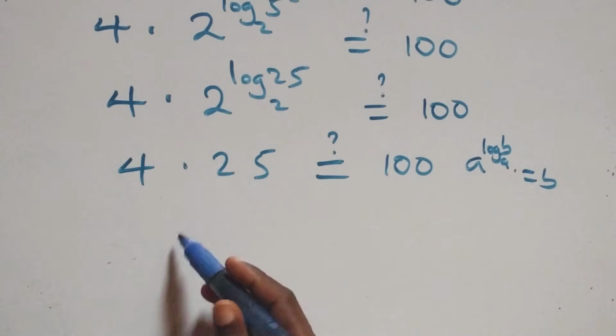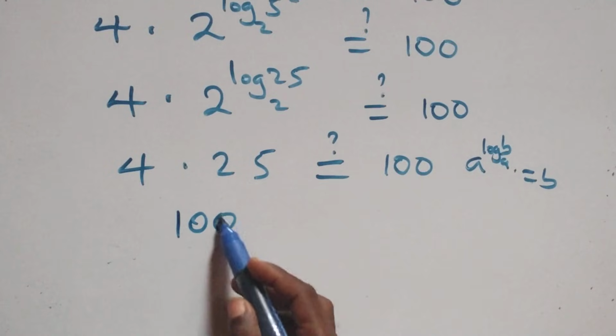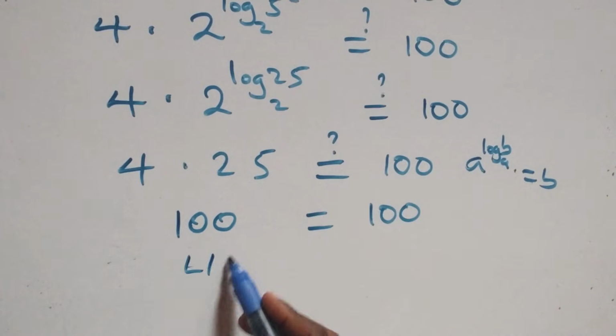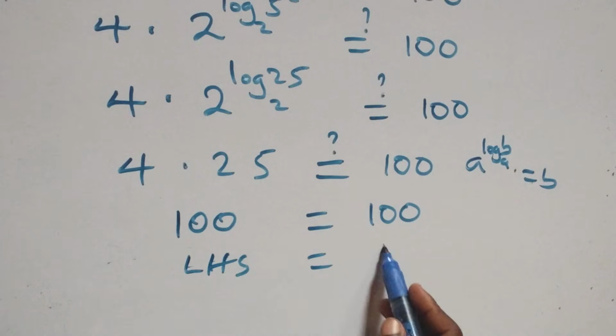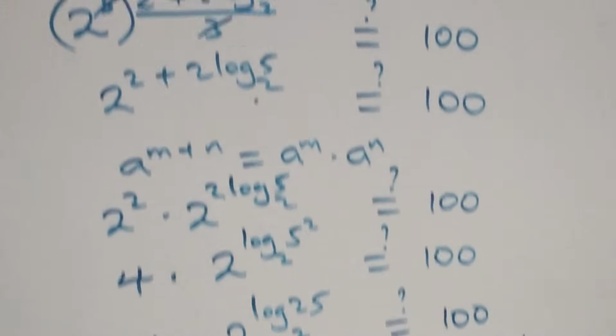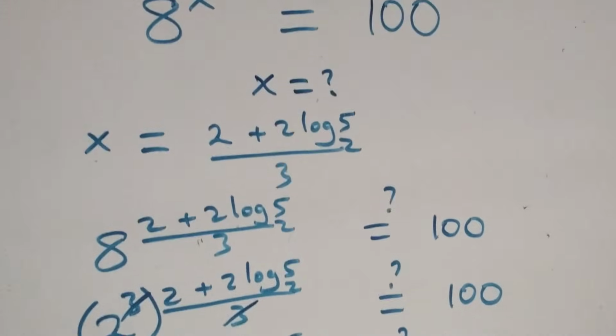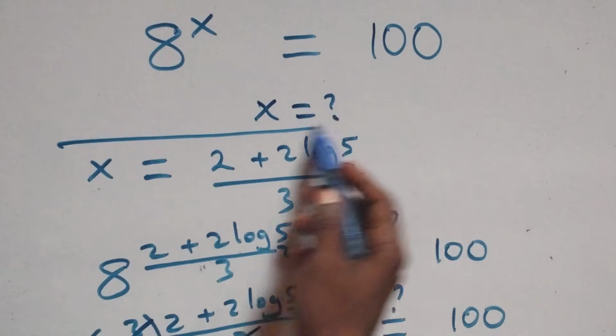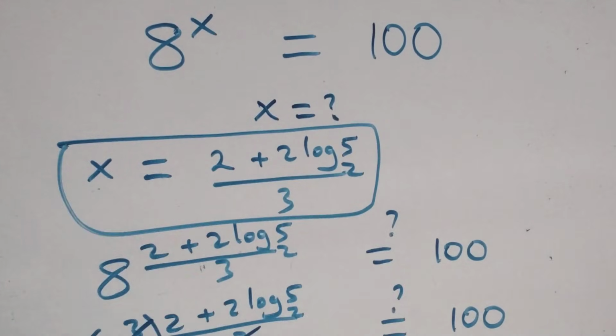4 times 25 here gives us 100, which is equal to 100 from here. That is, left hand side equals the right hand side. And therefore, we conclude here that x equals 2 plus 2 log 5 base 2 all over 3 satisfies this given problem.